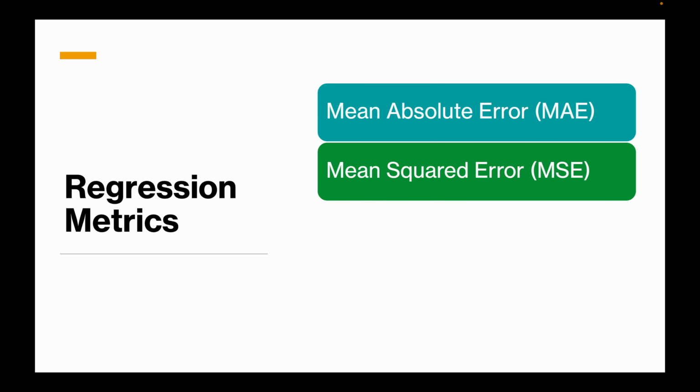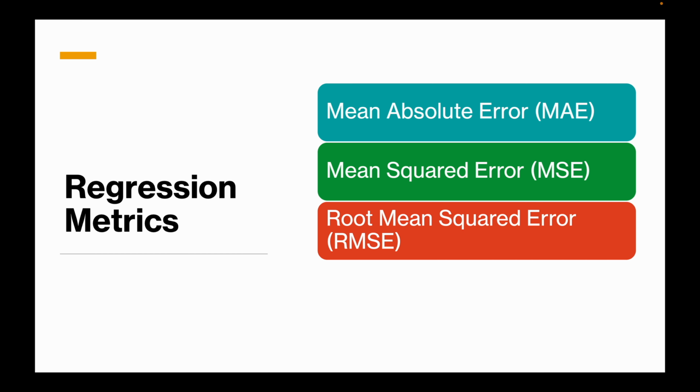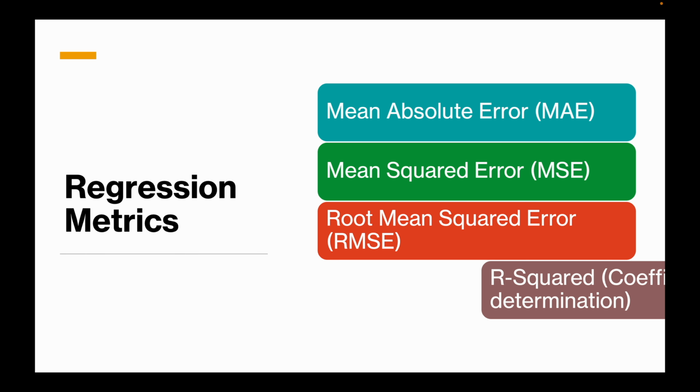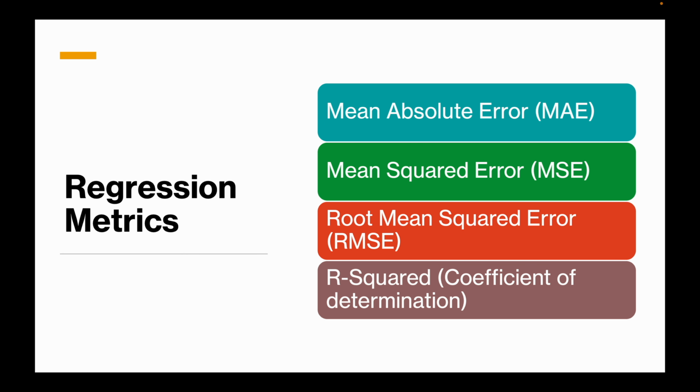Next evaluation metrics is regression metrics, and it can be divided into mean absolute error MAE, mean squared error MSE, root mean squared error RMSE, R squared or coefficient of determination. Now let's see each of them.